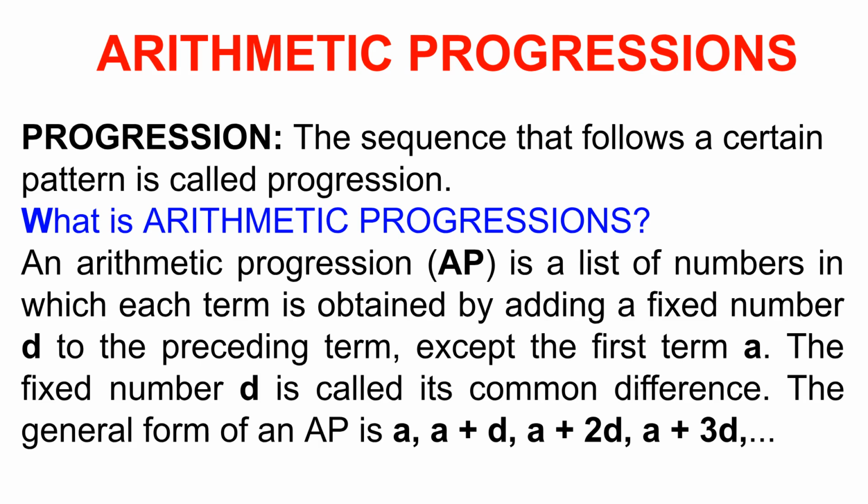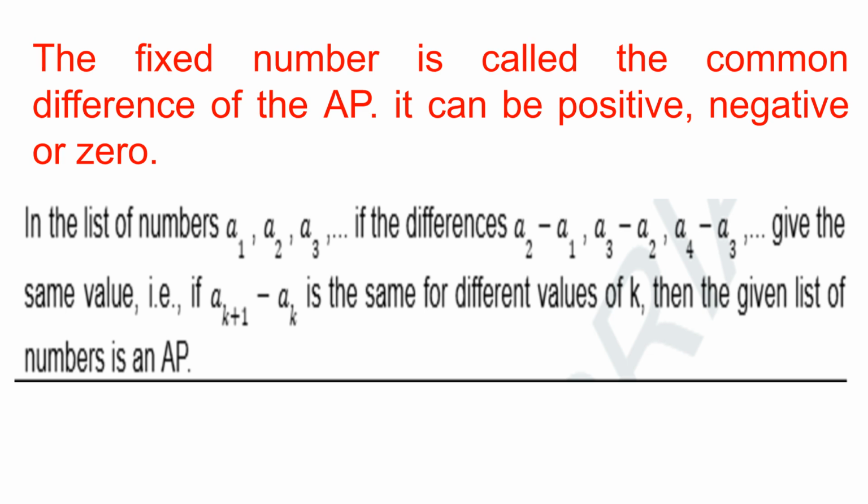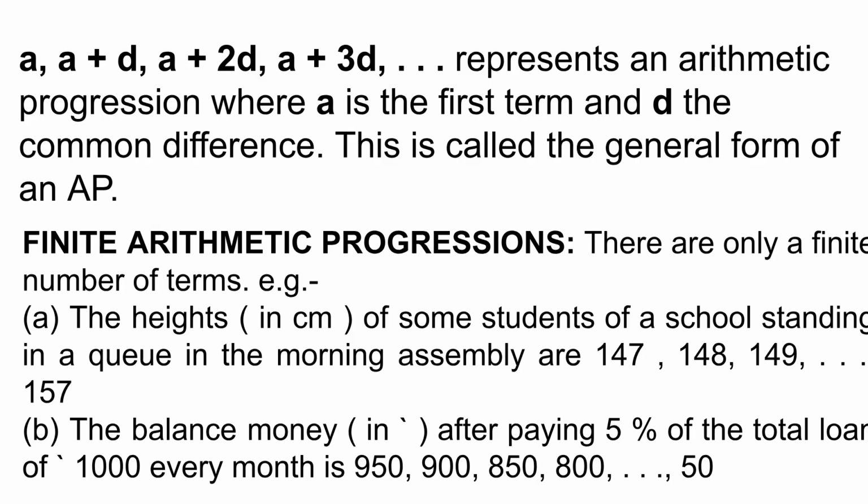The general form of an AP is a, a plus d, a plus 2d, a plus 3d, etc. The fixed number is called the common difference of the AP. It can be positive, negative, or zero. a, a plus d, a plus 2d, a plus 3d, ... represents an arithmetic progression, where a is the first term and d the common difference. This is called the general form of an AP.